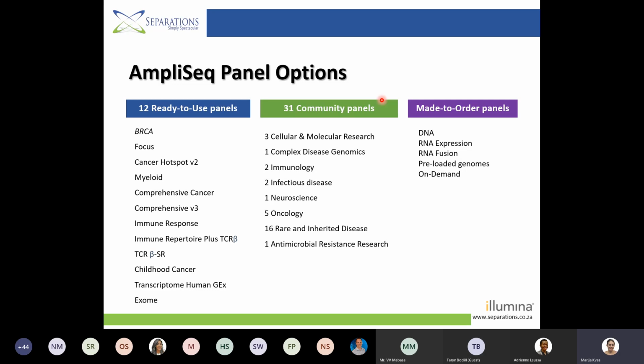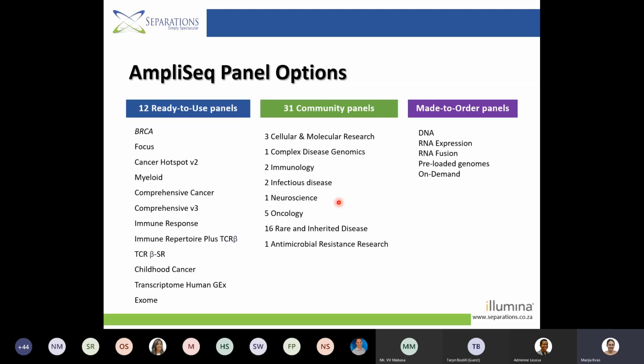There are also community panels, which means that there's a consortium of researchers out there that worked on this panel, but it is readily available for us. And if you're interested in complex diseases like dementia, you can tap into this. Or if you want to look at tumor immune system interactions, you can also look at those targeted genes. Infectious diseases like Ebola or COVID-19.